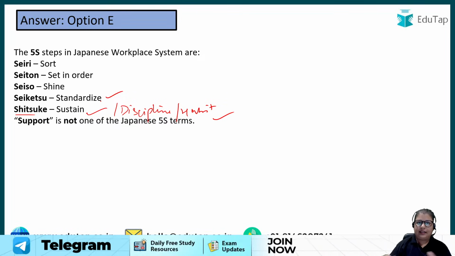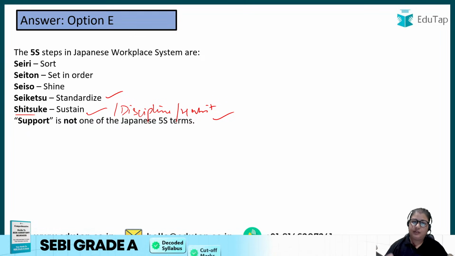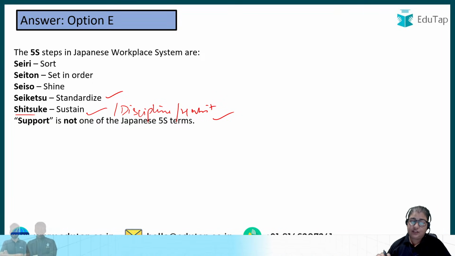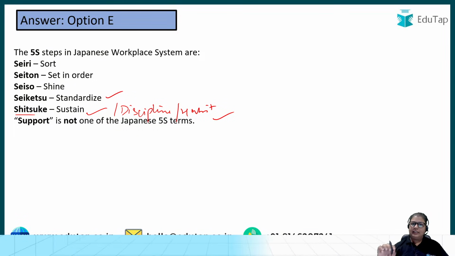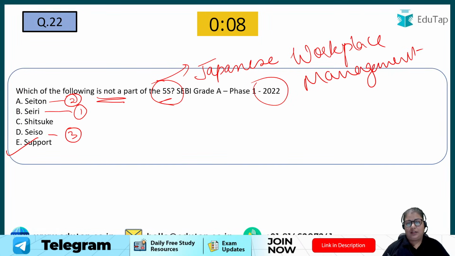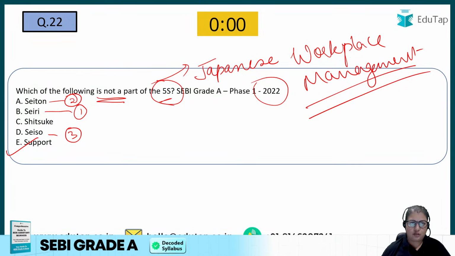Standardize means that this will stay like this from now on. And sustain is to make it a discipline: if something, like the laptop, has shifted or the pen stand has gone somewhere else, you have to change it back. You have to maintain a discipline that this will stay like this. So there are 5 things: Seiri, Seiton, Seiso, Seiketsu and Shitsuke. That is, sort, set in order, shine, standardize and sustain. These are the 5S of Japanese workplace management. So option E, support, is not a part of 5S.